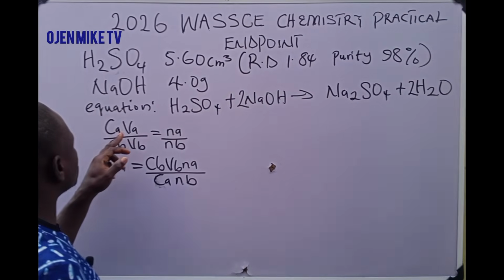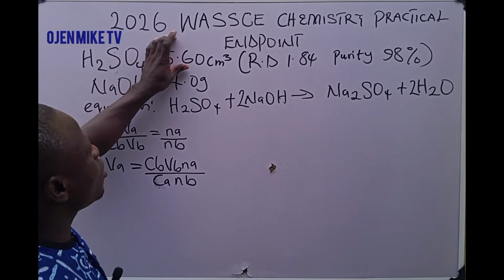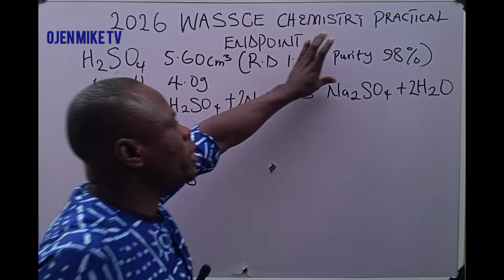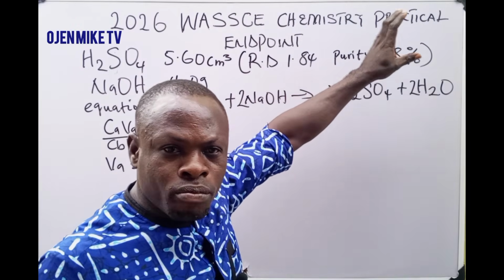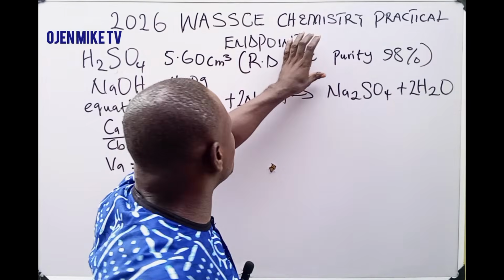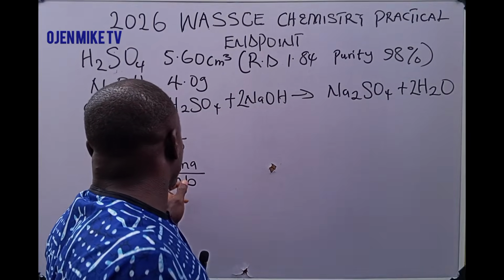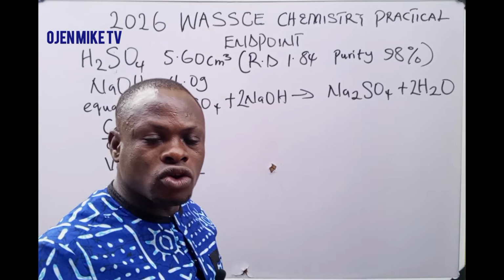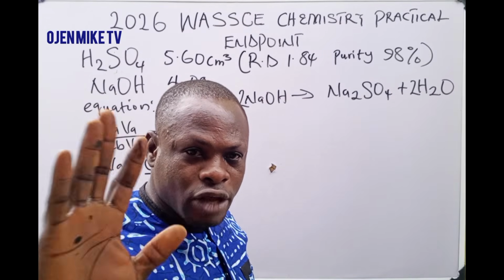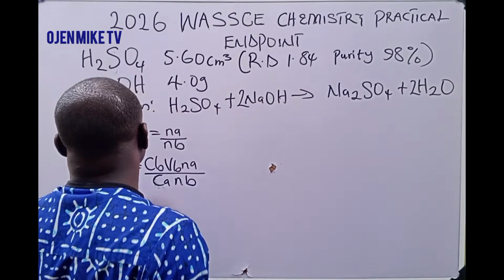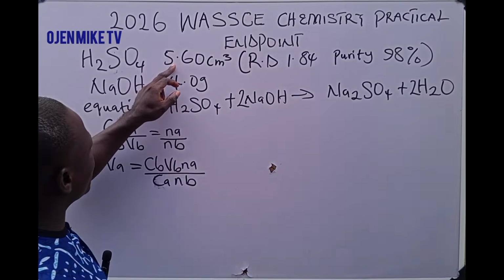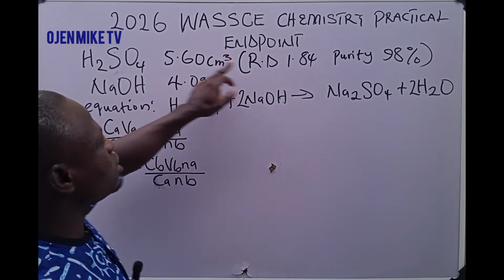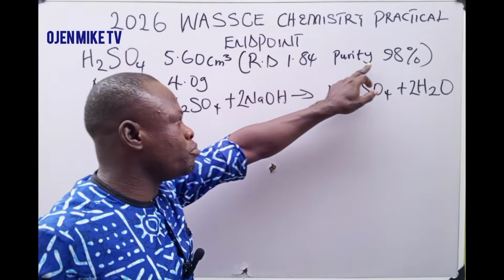How do we get our concentration of acid? Look at this. We are given this one, and there are 3 different methods you can use to get the concentration of acid. But I'm going to give you the simplest one, the one that you can remember. This is your volume, this is your relative density, and this is your purity.